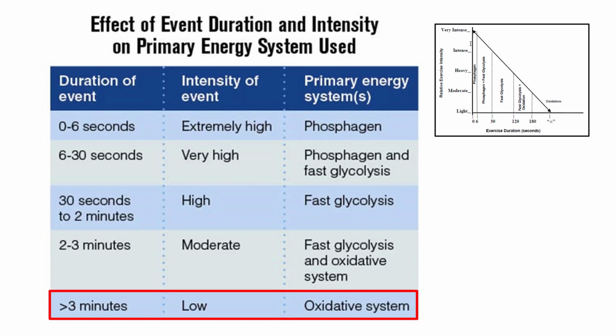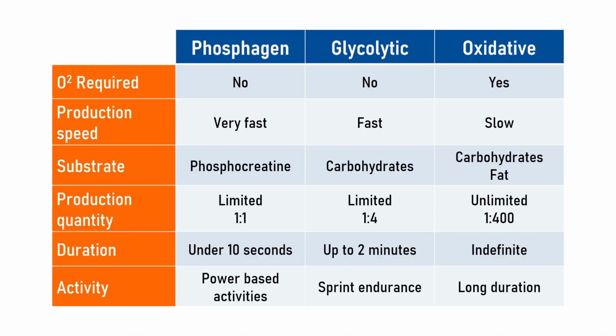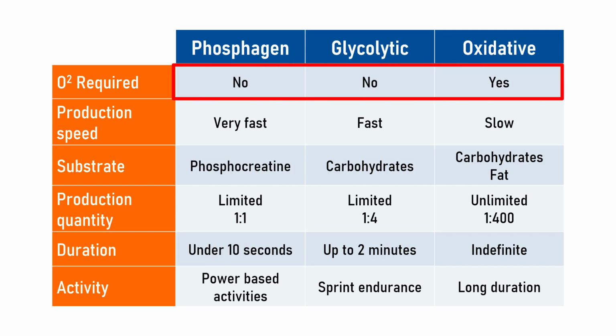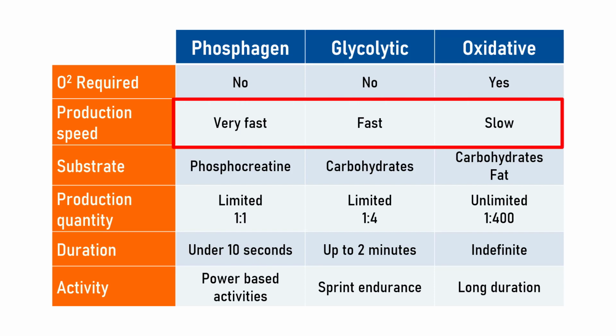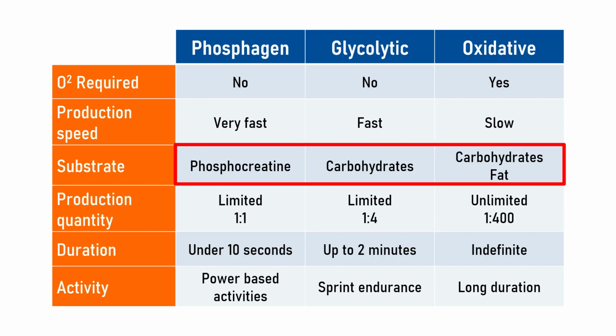And when you start to compare and contrast the 3 systems, the major thing is whether it's aerobic or anaerobic, the O2 requirement. Then you look at production speed, like very fast, and the production quantity, which we kind of looked at there. Understanding the substrates, right? Phosphocreatine is the only substrate in the phosphagen system. Glucose or glycogen are the only substrates in the glycolytic system. And then you have the oxidative system that's using carbohydrates and fats.